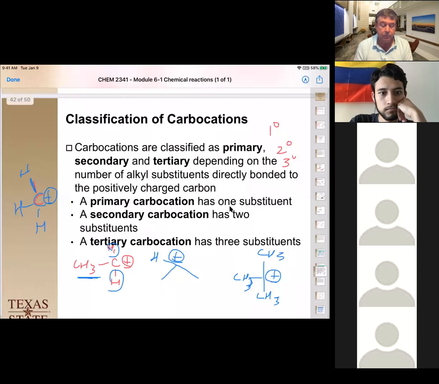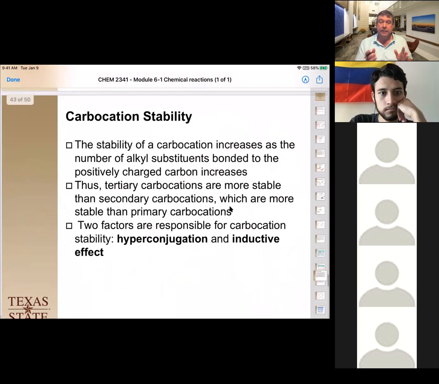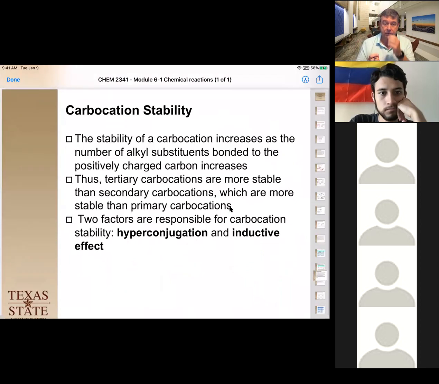So now that we can recognize them, we have to understand that they have different stabilities. Tertiary carbocations are more stable than secondary carbocations, which are much more stable than primary carbocations. So let me draw that out for you right here. Tertiaries are the most stable. Secondaries form, but it's not as common, and primaries hardly ever form.